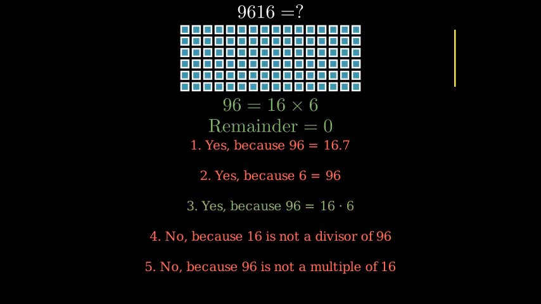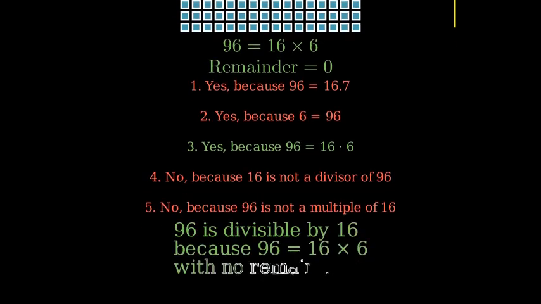The third option says yes because 96 equals 16 times 6. This is correct. The fourth option says no because 16 is not a divisor of 96. This is incorrect because we just proved 16 is a divisor. The fifth option says no because 96 is not a multiple of 16. This is also incorrect because we showed 96 is a multiple of 16.